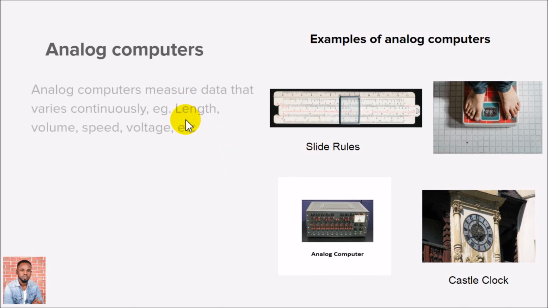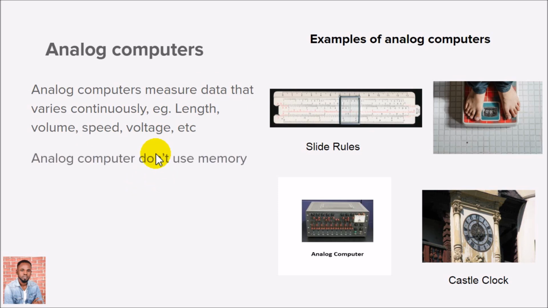Simply put, analog computers are those computers that measure variable data. They measure data that varies continuously, like length, volume, speed, voltage, and so on. One major thing analog computers are known for is that they don't use memory. For you to be able to use an analog computer, you really need to understand the concept of the data you want to measure.